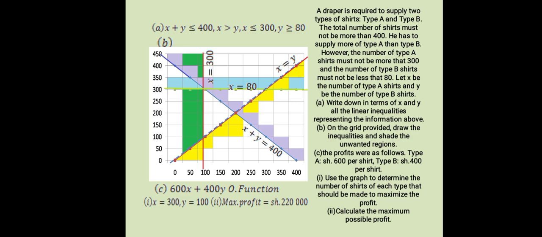A. Write down in terms of X and Y all the linear inequalities representing the information above. B. On the grid provided, draw the inequalities and shade the unwanted region. C. The profits were as follows. Type A, 600 shillings. Type B, 400 shillings per shirt. Use the graph to determine the number of shirts of each type that should be made to maximize the profit. Calculate the maximum possible profit.